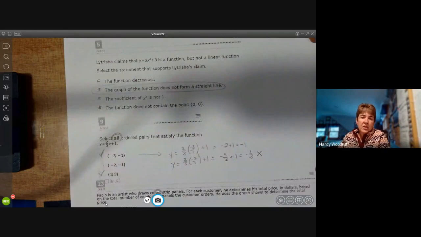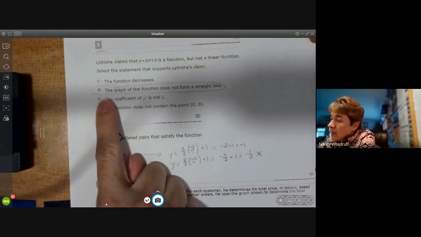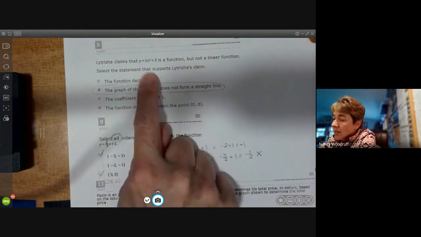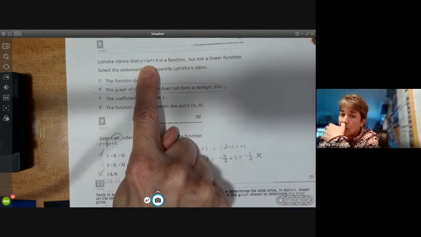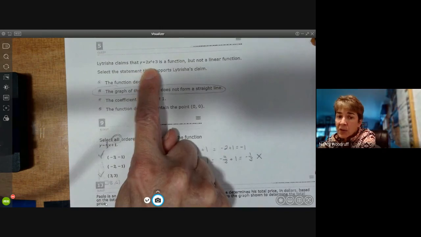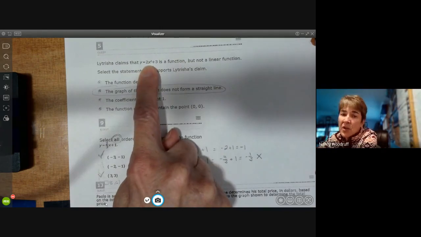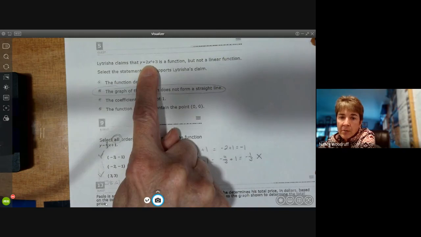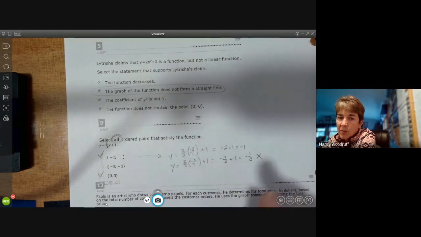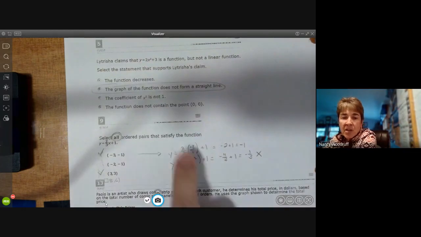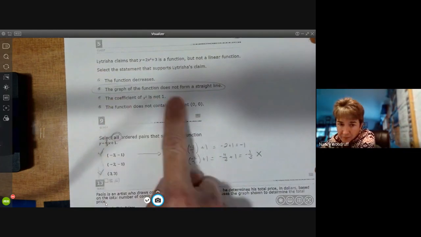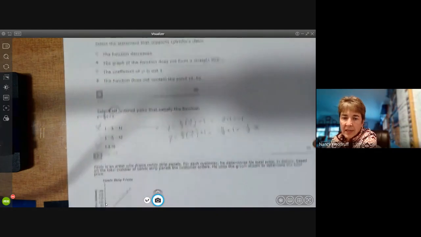So Latricia claims that this is a function, but not a linear function. What statement supports her claim? The graph of the function would not be a straight line. You guys are, no offense, smarter than your Math 8 counterparts, because we've already done that function unit, and you actually already know what this looks like. And you know that it's a parabola opening up, 3 units shifted up. I mean, we did all that in Unit 3, and we'll do more of it in Unit 8. So the reason that it's not linear, it won't form a straight line.